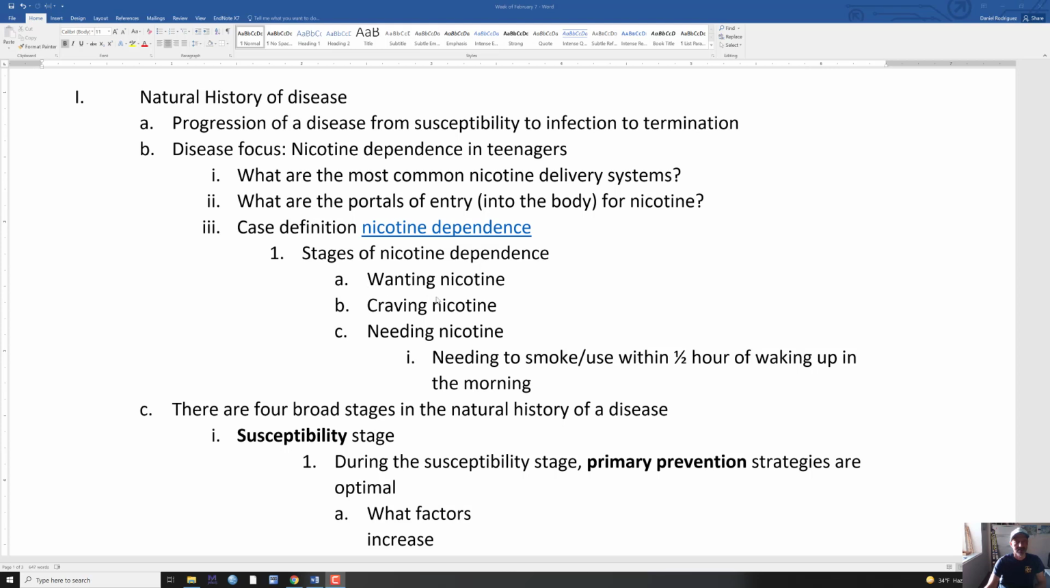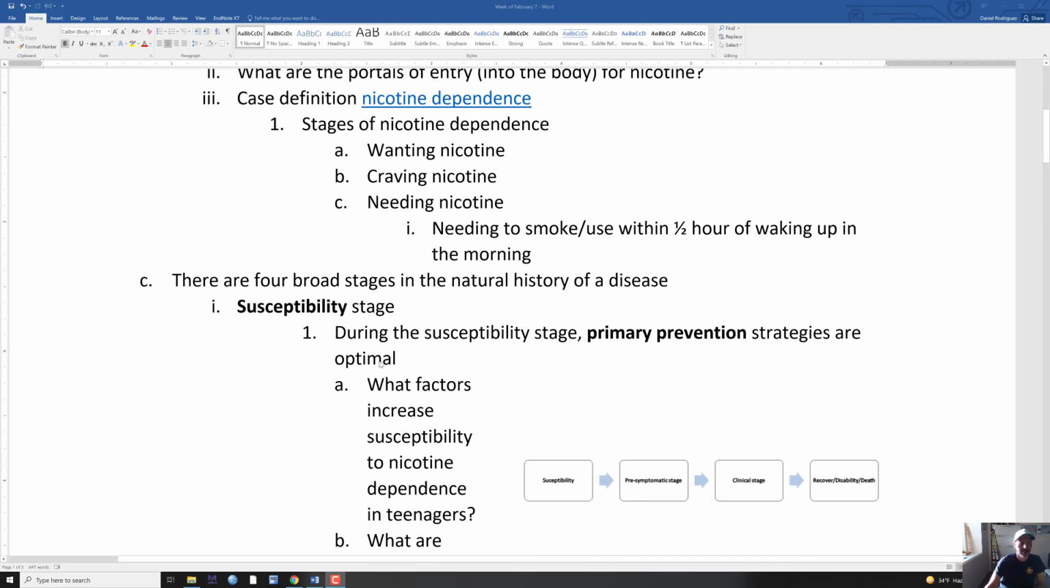Three phases of nicotine dependence include wanting nicotine, craving nicotine, and needing nicotine in that order. So wanting, like, hey, I want a cigarette. That's different than craving one. And then different from needing one. So even if one smokes only once a week and just wants a cigarette once a week, which is more common for teens, because again, for a variety of reasons, including not being able to buy cigarettes, they can be considered nicotine dependent. So I think that's what's good about this definition.